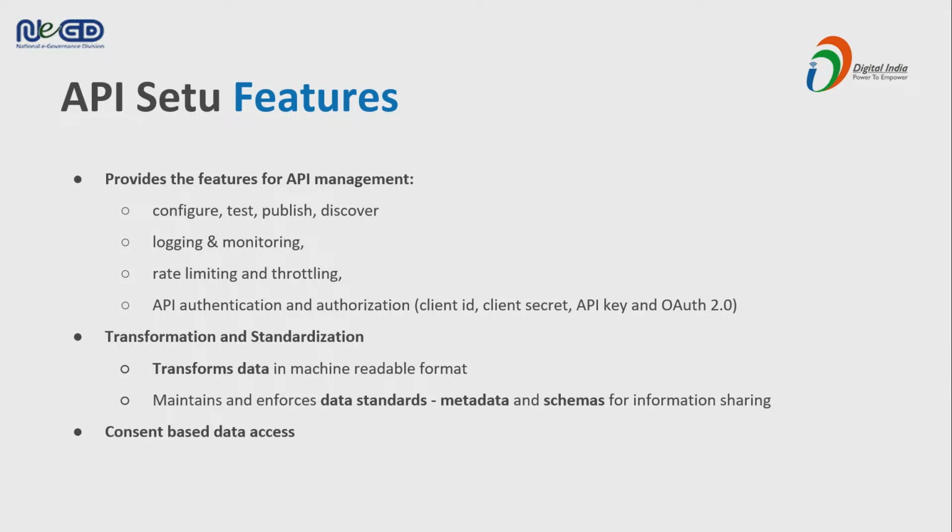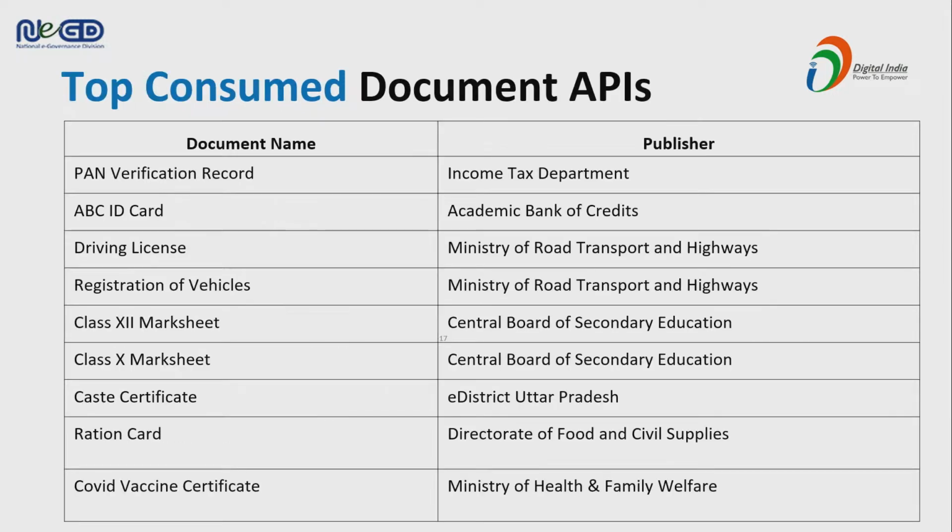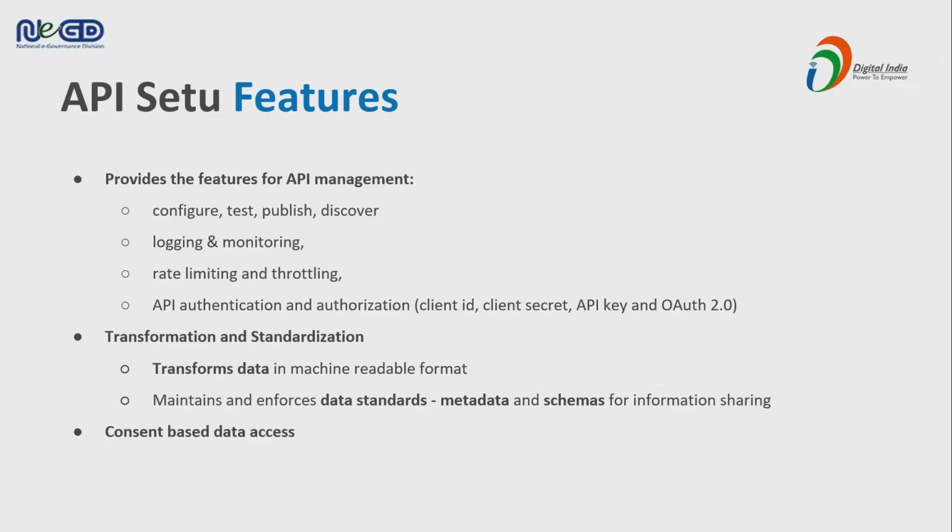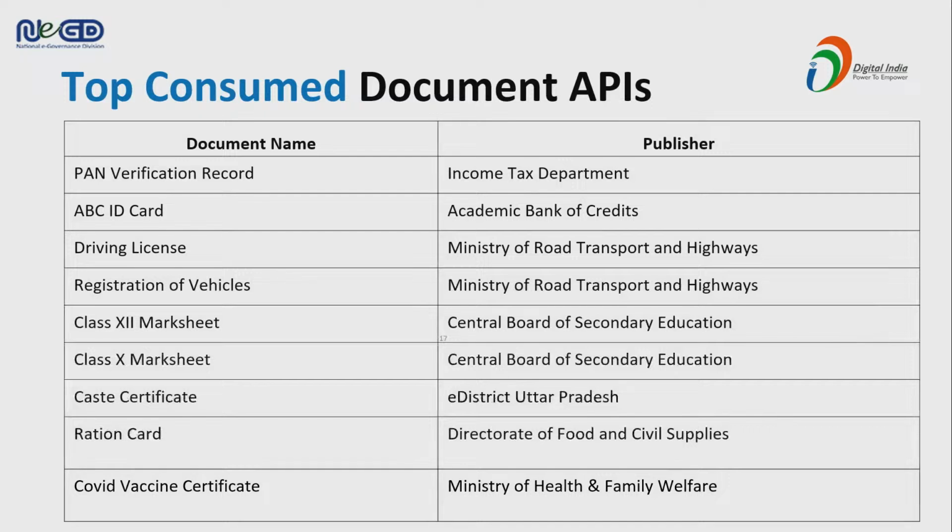It transforms the data into machine-readable format and maintains and enforces data standards, metadata and schemas for information sharing. Along with this, as I mentioned, whatever data you access from API Setu is consent-based data access. Most of the data is accessed through the DigiLocker APIs that are available on the API Setu platform.